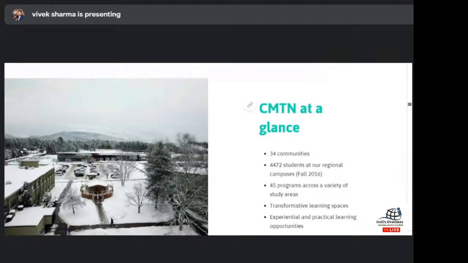If we talk about CMTN at a glance, we serve more than 34 communities, which means we serve more than 34 nationalities of students here. We can easily find students from India, Southeast Asia, Middle East, Africa, South America, and Europe also. We have more than 4,400 students in these three regional campuses. We offer more than 45 programs for students to choose from.